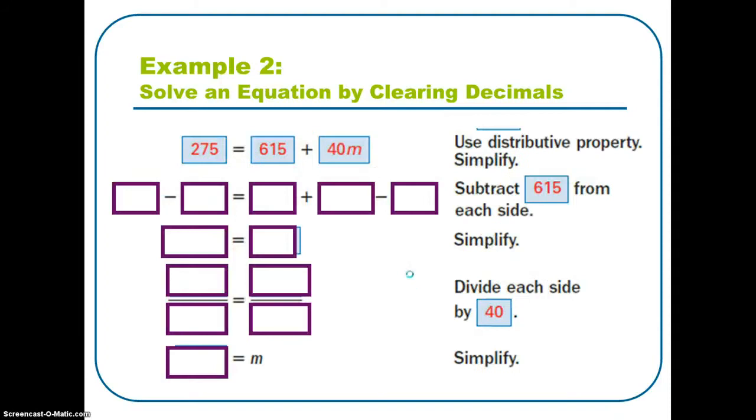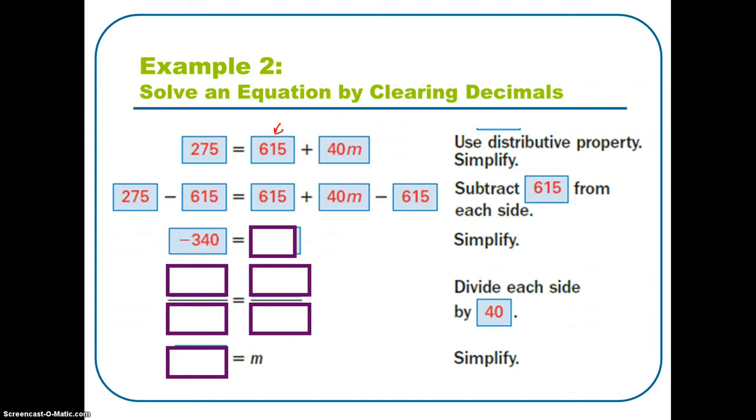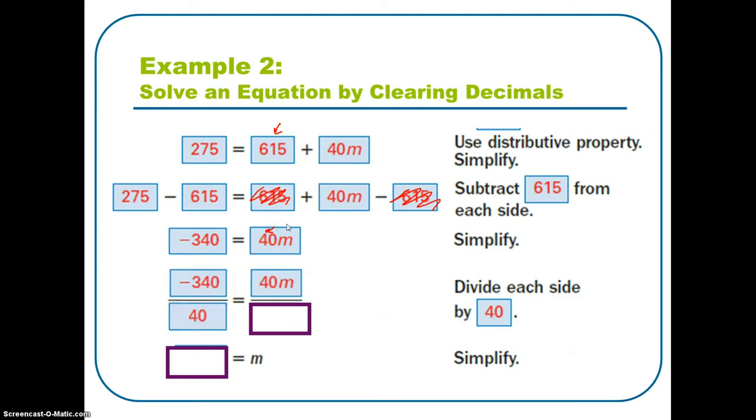Here's your 2-step. Constant is 615, so we're going to subtract 615 from both sides. You get negative 340 on the left. The 615 cancels to leave 40m. Divide by the coefficient. Remember, 40 is the coefficient. 40's cancel. Negative 340 divided by 40 is negative 8.5. Negative 8 and 5 tenths.